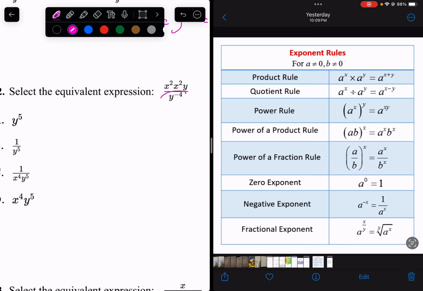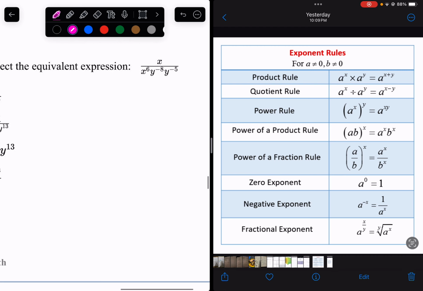So if we have a negative in the denominator, it's going to get booted up. So we have x squared, x squared y, and this guy gets booted up, and he's now in the numerator with a positive 4. Then we just simplify this. We get x to the 4th, y to the 5th.